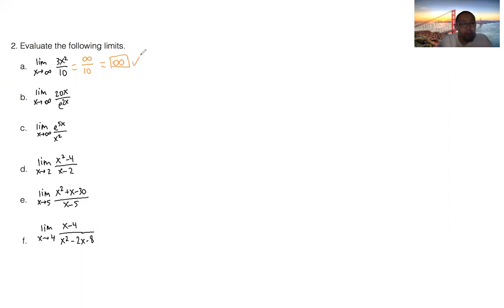In B, the limit as x approaches infinity, or a very large number, of the function 20x divided by e to the 2x.